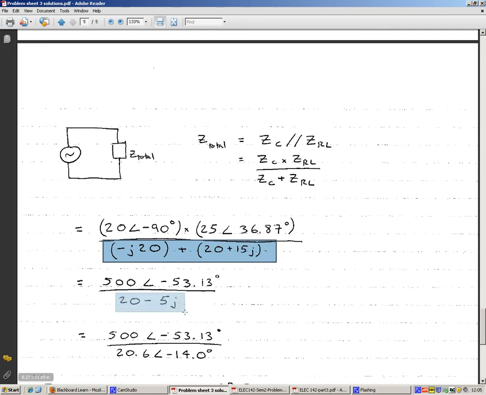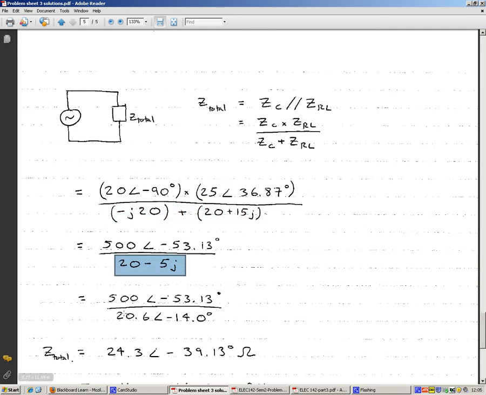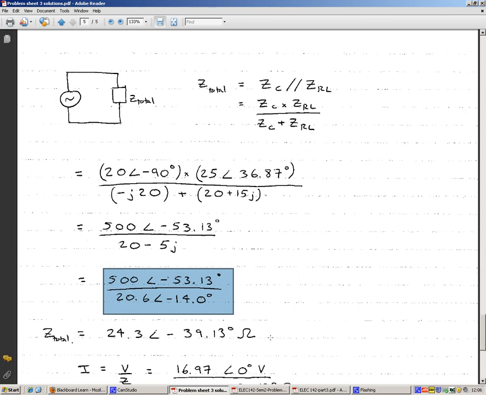Next up, we want to convert 20 minus 5J into polar form so we can do the division, and that's what I've done here. Just put it in my calculator and get that value. Then finally, we can actually perform this calculation. So 500 divided by 20.6 will give us 24.3 or thereabouts at an angle of minus 53.13 minus 14, which gives us minus 39.13 degrees, and that value is in ohms.